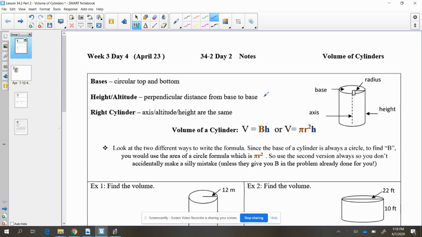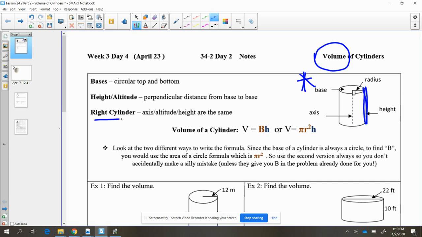Everybody. So we have finally made it here to the end of week 3, talking about the volume today of cylinders. Now, notice at the beginning here of the notes, we have an example of a cylinder and some vocab about it. We have the radius, we have the base of our cylinder, which is a circle. The height is the distance still between those two bases, just like it was with prisms.